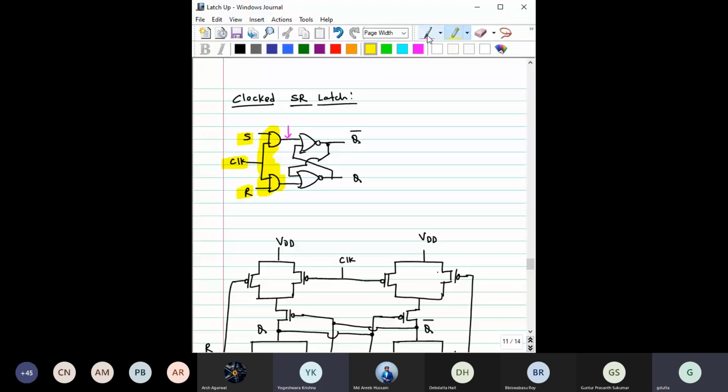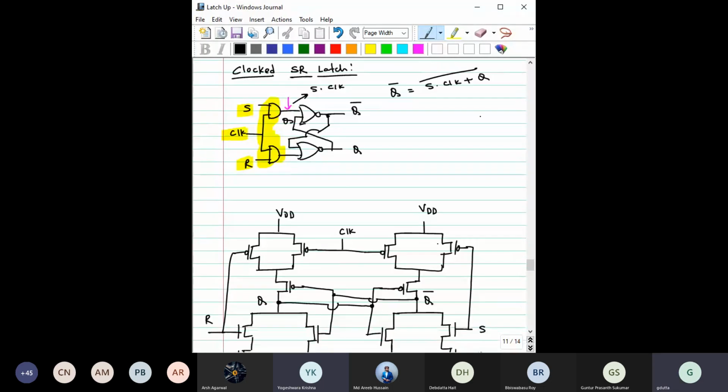So how can you now implement it? See here what is basically Q. What you are getting here is S dot clock, and here it is Q. So what is then Q bar? Q bar is basically (S clock plus Q) whole bar, isn't it? So how can you implement it in a circuit?